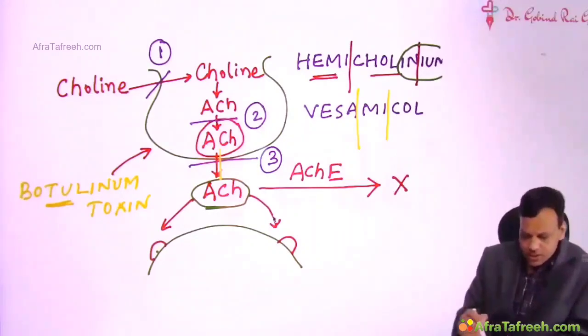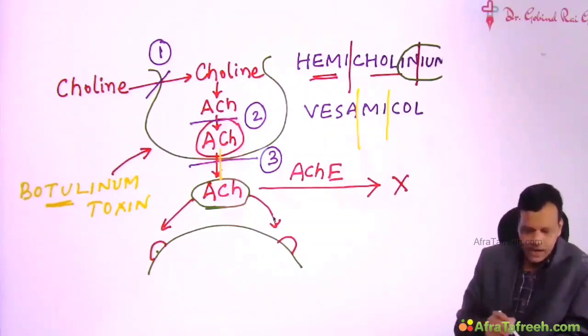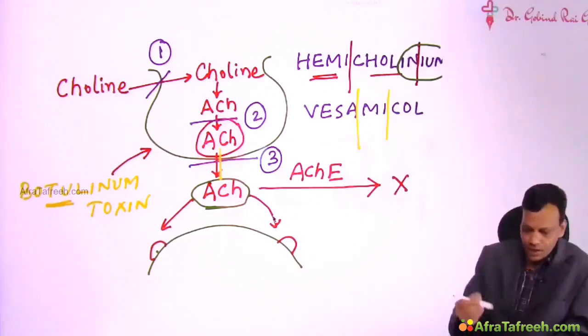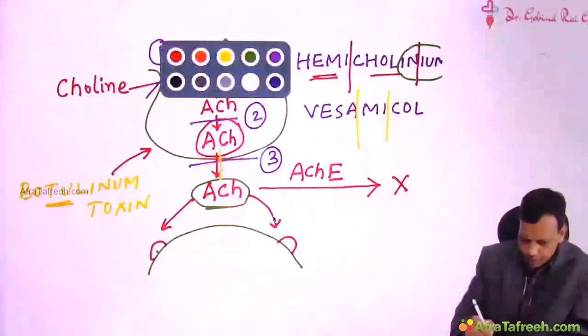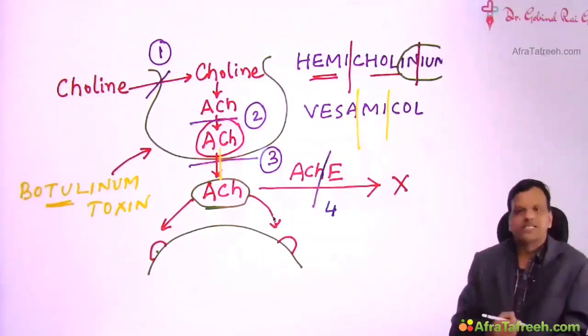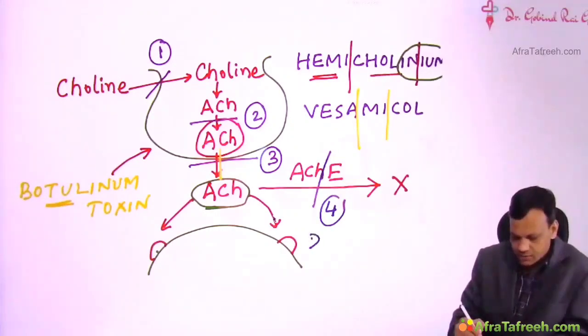So the three drugs we discussed: hemicolinium, half of choline comes in. Vesamicol, vesicle में choline नहीं आएगा. And botulinum toxin inhibits the release from the bottle. So all three drugs have the same action, that means decrease parasympathetic activity. Then we have number four drug, which inhibits acetylcholine esterase. Example is physostigmine.